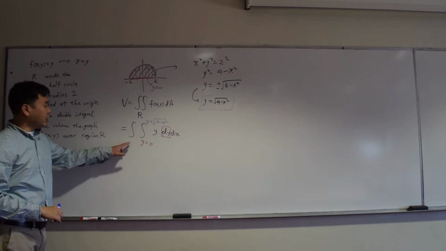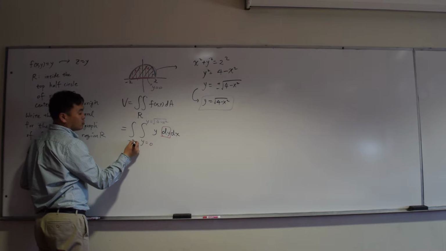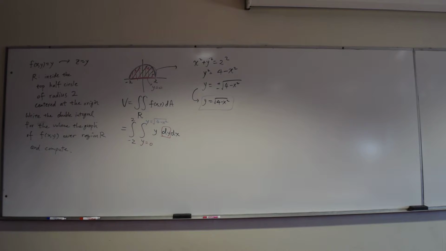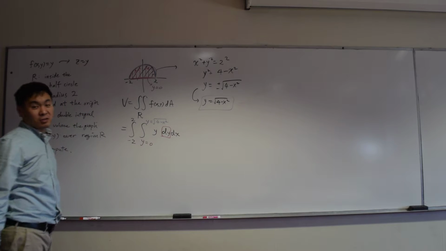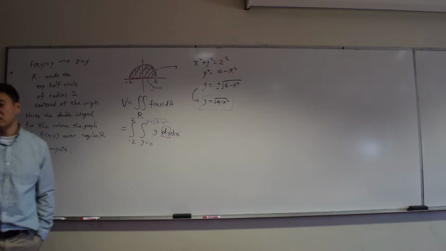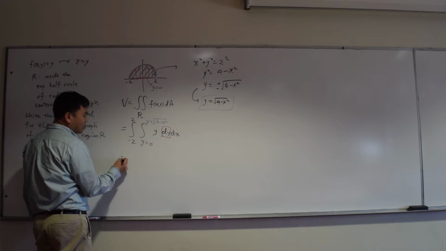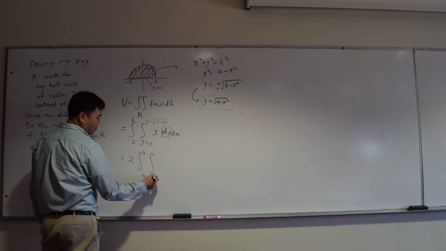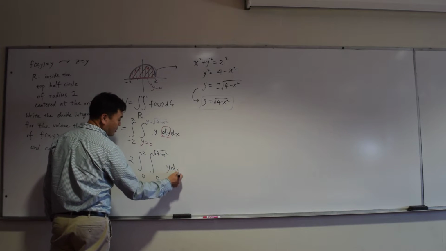Now, let's look at the x values. What's the minimum x value? -2 and 2. All right? Okay. So now we just compute this and you're done. Now, I forgot your name. What's your name? Justin. Justin said, well, why not just do double integral of 0 to 2, 0 to square root of 4 minus x squared, y dy dx.